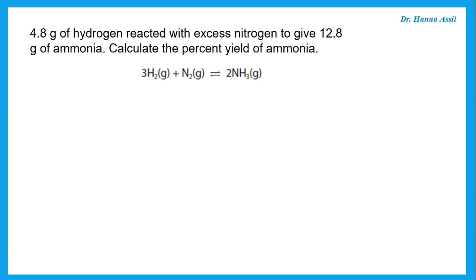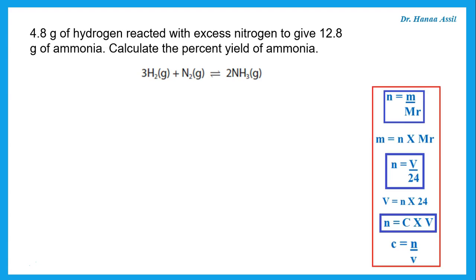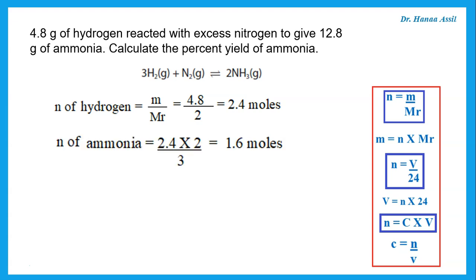Well, we should calculate how much ammonia we should get. That's what we call theoretical. So using the 4.8 grams of hydrogen, again, we get number of moles of what we're given information of. So number of moles of hydrogen, mass over the molecular mass of H2. So that is number of moles of hydrogen. And then we look at the equation. What is the relationship? Obviously, from the equation, 3 moles of hydrogen give 2 moles of ammonia.